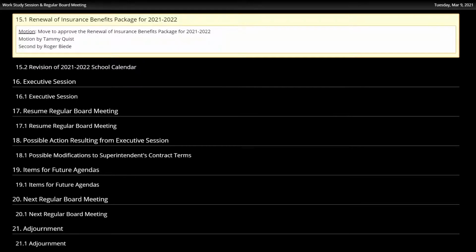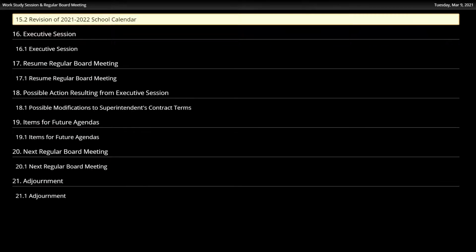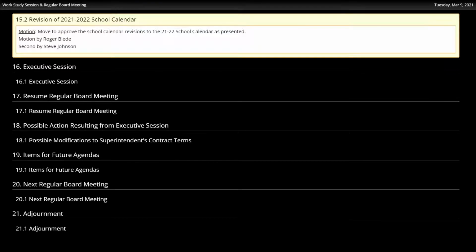Revision of the 2021-2022 calendar year, the school calendar, sorry. I move to approve the school calendar revisions to the 21-22 school calendar as presented. I'll second the motion. Motion is made by Mr. Beatty, second by Mr. Johnson. Is there any discussion? Please vote. Motion carries 5-0.